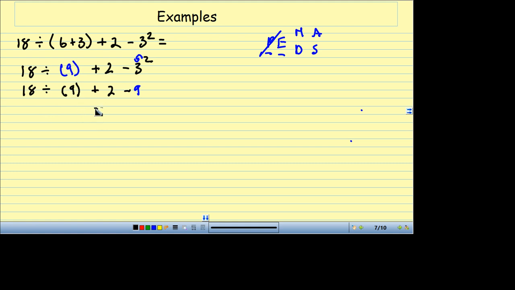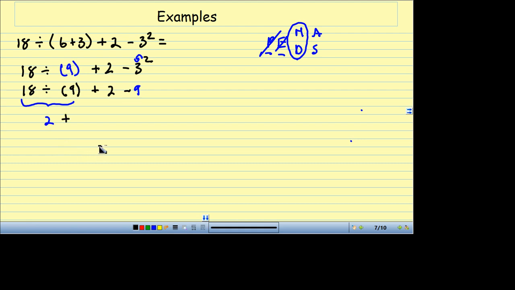And you don't have to keep these parentheses here. You can get rid of them, but I just keep them. I don't know why. Well, I'm done with exponents. Now I'm going to look for multiplication or division from left to right. First one I see, I got this right here: 18 divided by 9. Well, that's 2.